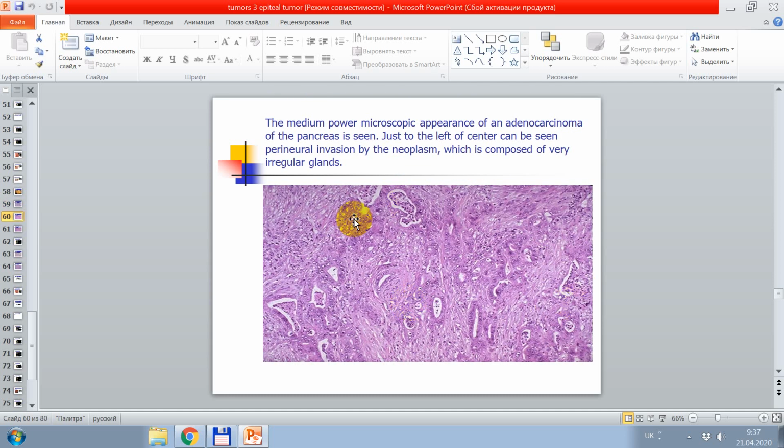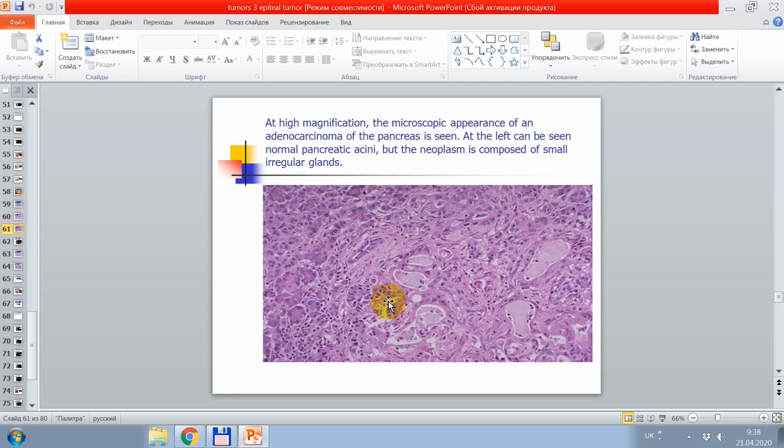In this picture, we demonstrate the medium power microscopic appearance of adenocarcinoma of the pancreas. Just to the left of center can be seen perineural invasion by the neoplasm, which is composed of very irregular glands.